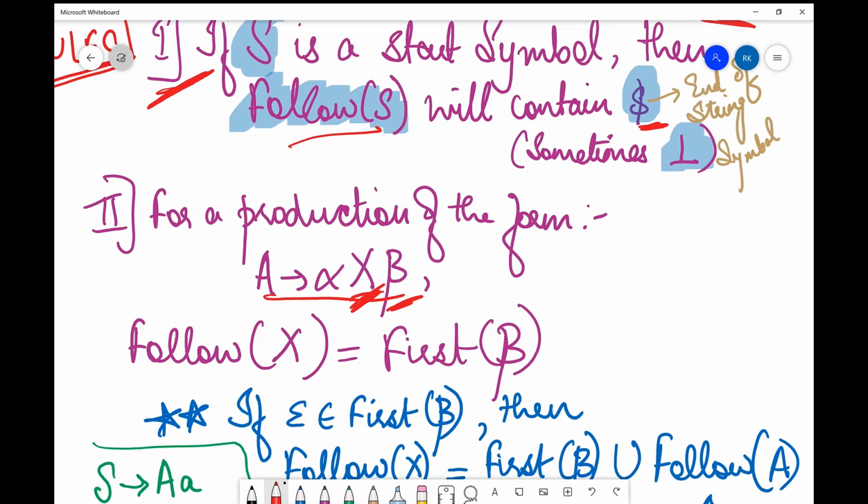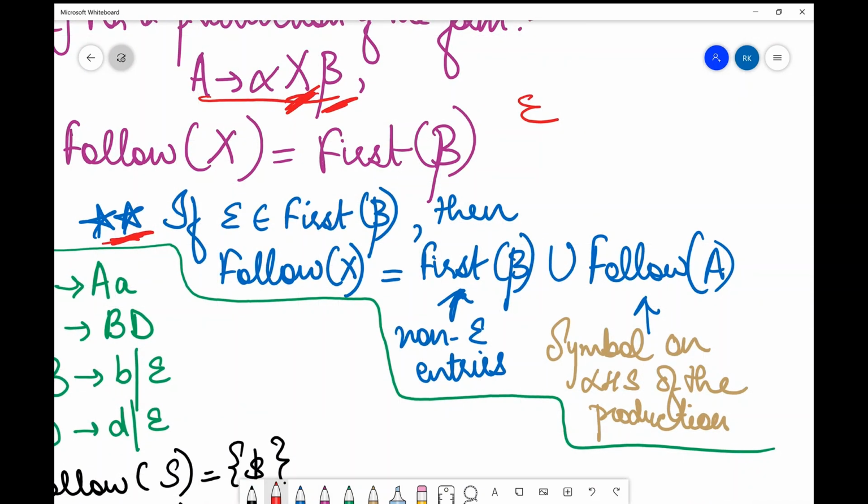Now there is one critical thing over here: if by chance first of beta contains epsilon, then epsilon will not come in follow of x. Epsilon will never come in follow of x. In that case, what you're going to do is something like this. Follow of x in that case will be first of beta for all the non-epsilon entries union follow of A. Now why A? Because it is the symbol on the left hand side.